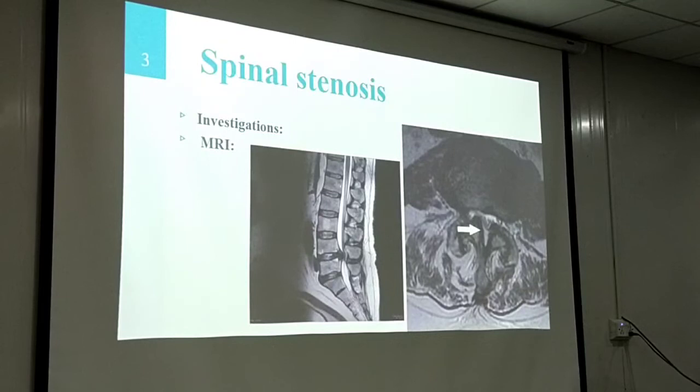These are the MRIs, showing spinal stenosis at the L4, L5 level. The disc is extruding into the spinal column, and you can see the space has been reduced. The disc has extruded into the spinal column.